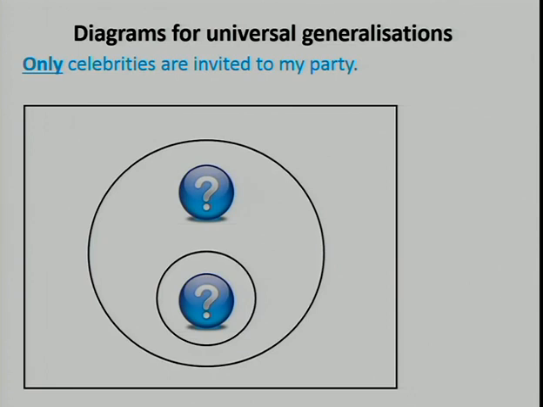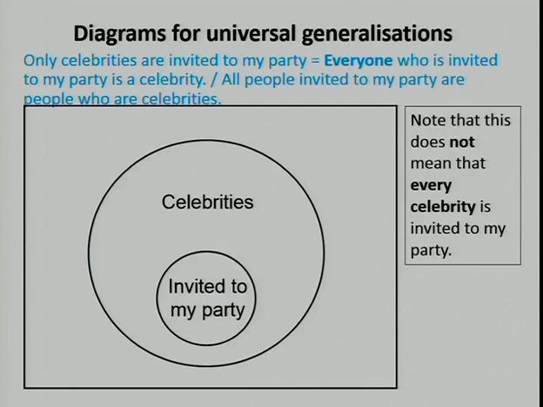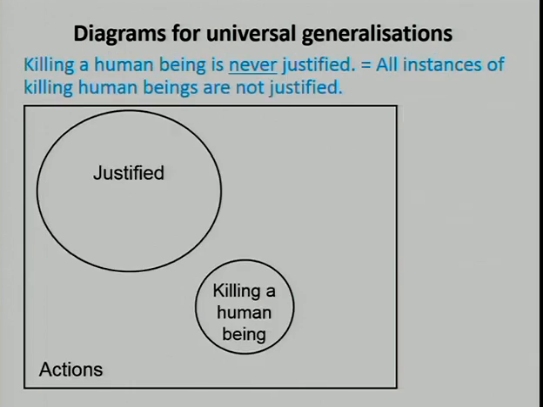So the small circle is obviously the people who are invited to the party, a subgroup of all celebrities. It's not the case that every single celebrity is invited. It's just that subgroup of people. But you can also see everybody who is coming is in the larger group of celebrities. So that's just what that's saying, right?